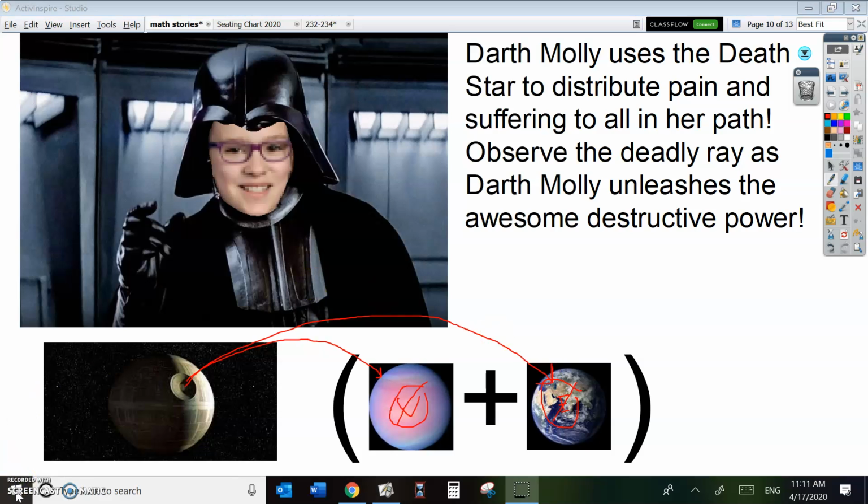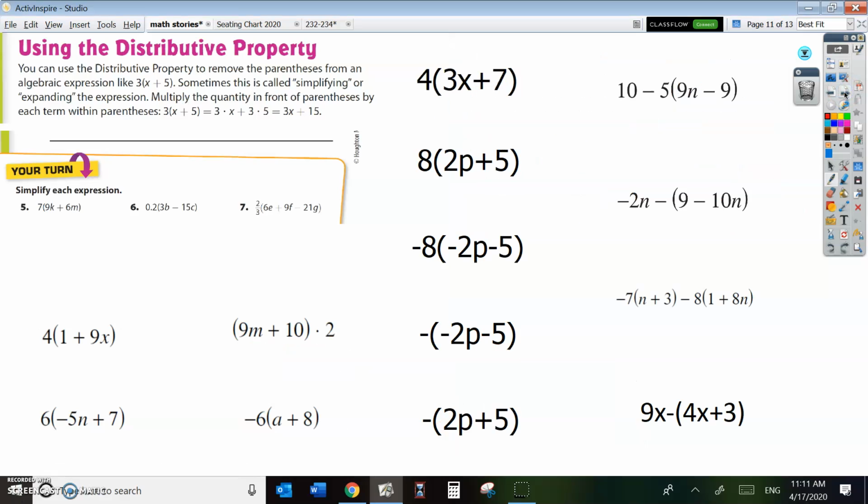Darth Maul and the Death Star can teach us something about math. They can teach us about the distributive property. Using the distributive property is like having two multiplication problems written kind of as one. So this problem right here turns into 3 times x and 3 times 5. And the result is 3x plus 15.